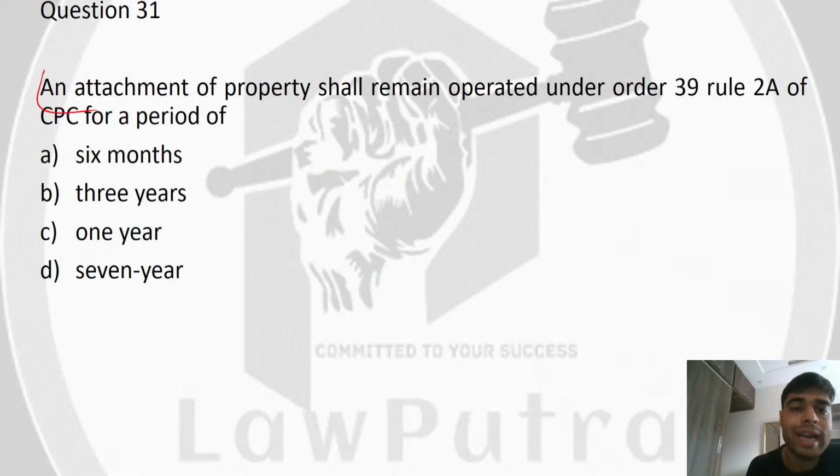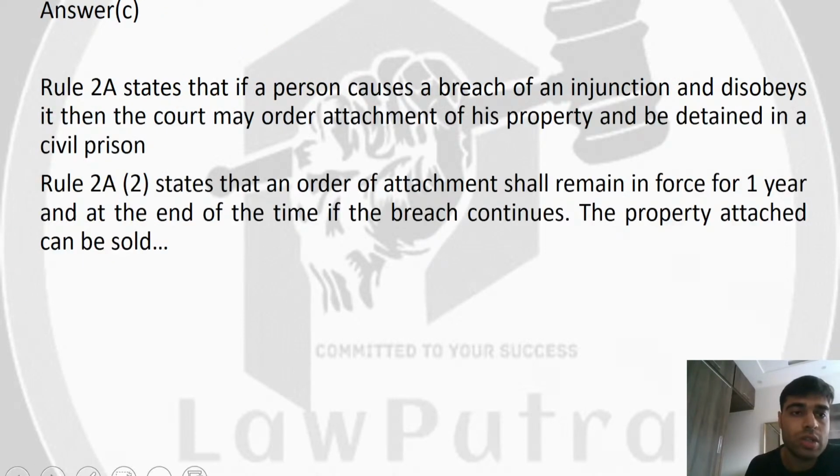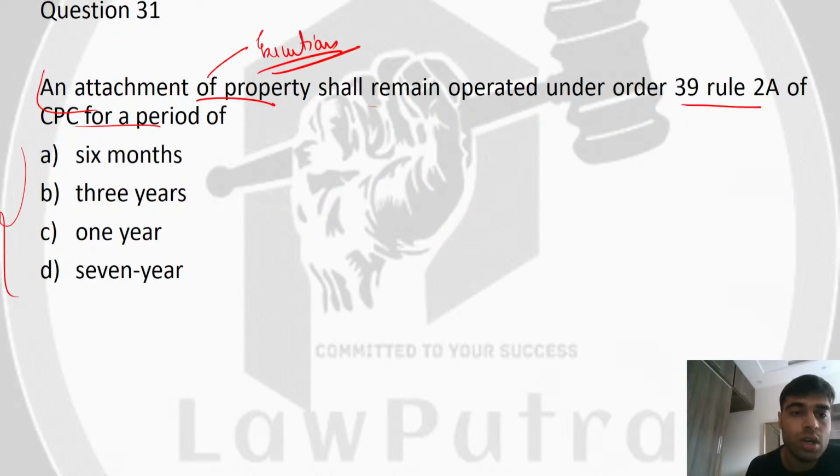Next question. An attachment of property shall remain operated under Order 39 Rule 2A of CPC for a period of how many months? So attachment of property, this is related to execution. All right. So one of the modes of execution is attachment of property. So this attachment shall remain for how many months? So the answer is C. This is given under Rule 2A. Okay, Order 39, Rule 2A.